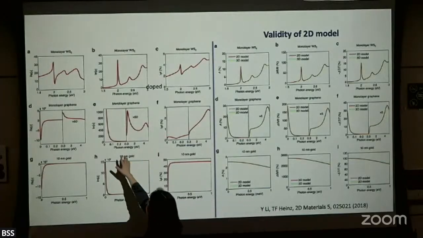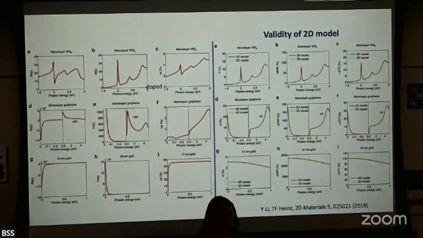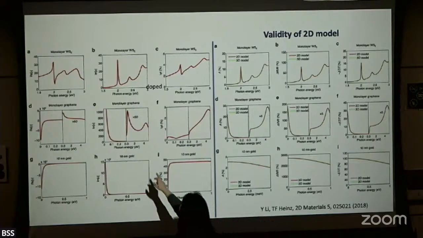So the lower part is just due to free carrier intraband transition. This is just a Drude model. And then above 0.3, you have band-to-band transition, and this is much weaker. It's multiplied by 50 times.